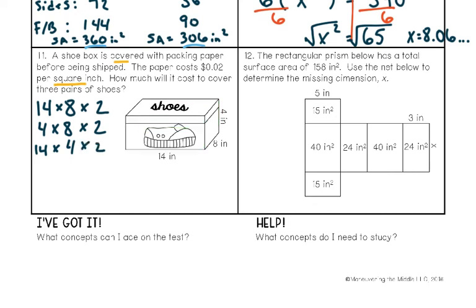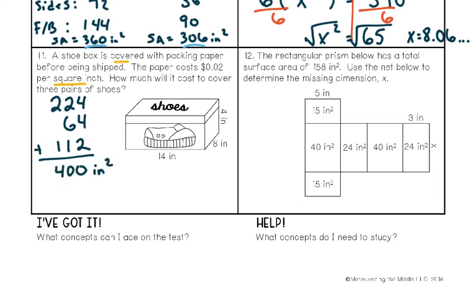So you calculate these. The top and the bottom have a total area of 224 square inches. The sides have a total area of 64 square inches. And then the front and the back have a total area of 112 square inches. To find the total surface area, I need to add these areas together, which gives me a total surface area of 400 square inches for the shoebox.